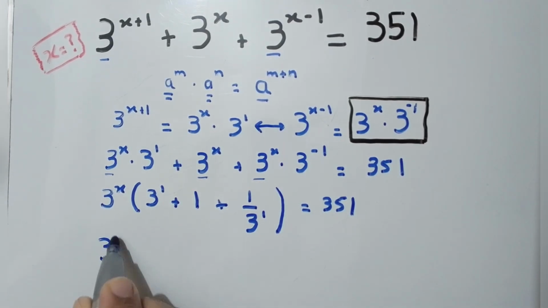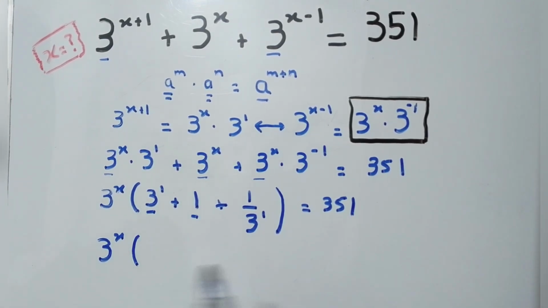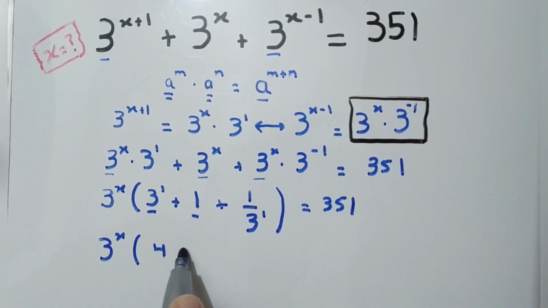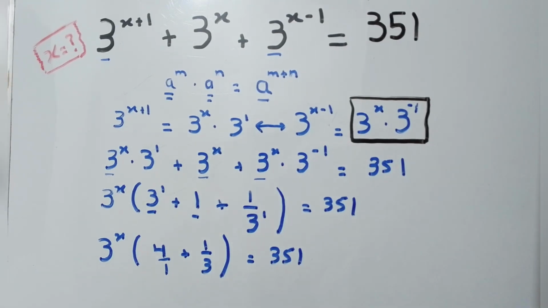3 raised to power of x stays as it is, and 3 plus 1 we all know is equal to 4. Now we are left with 4 plus 1 over 3. This whole thing is equal to 351. What we would do here, as we know that the denominators are not the same, is take an LCM.